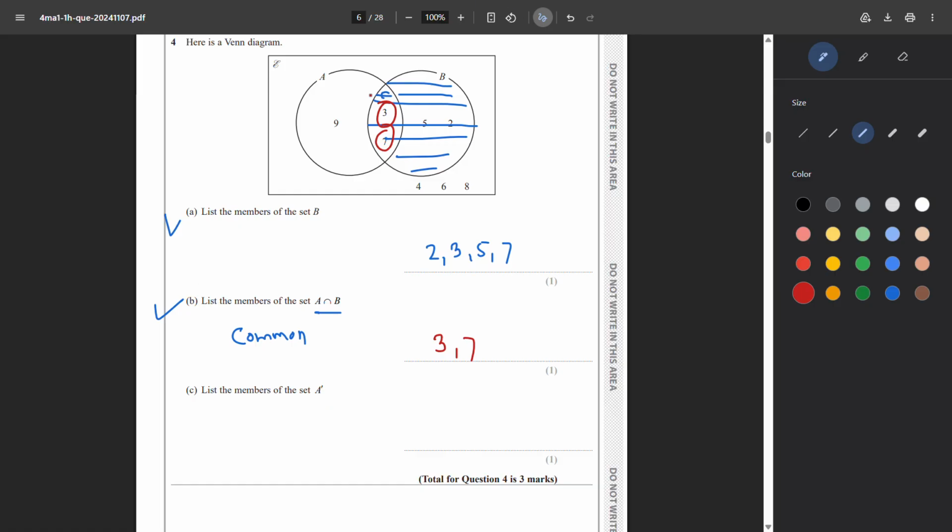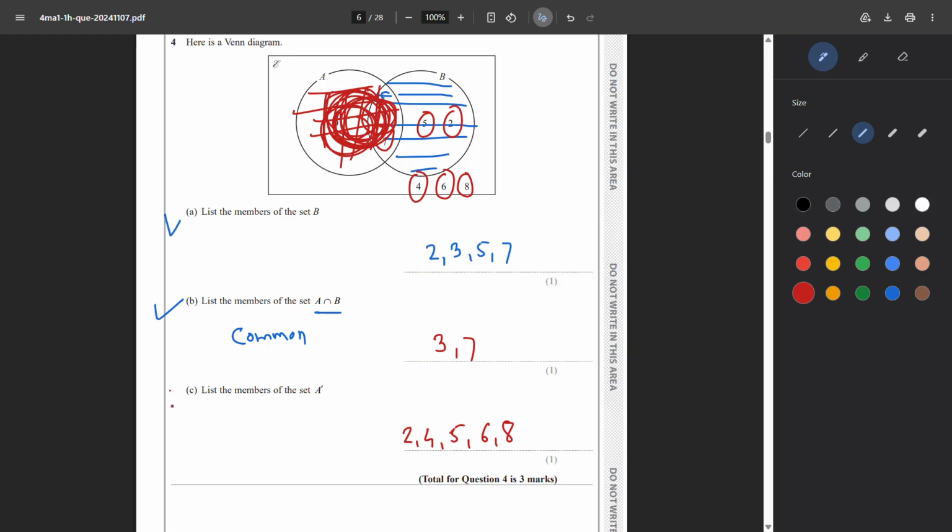A dash means what? Everything except A, we don't want this A. So the remaining will be 5, 2 and these 3 numbers also. You have to just eliminate A. So the numbers of set A dash will be 2, 4, 5, 6 and 8. These numbers will be in set A dash.